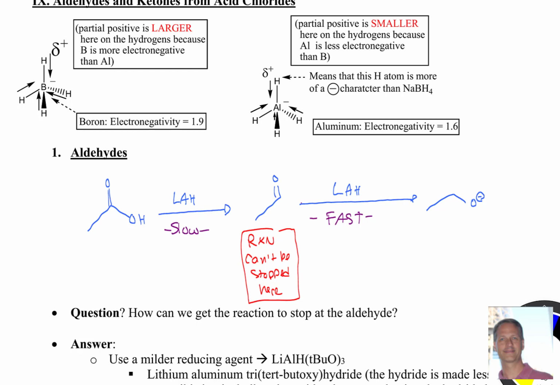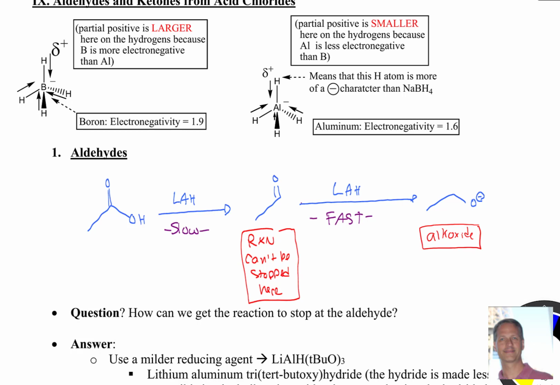So the reaction that we've seen before takes a carboxylic acid and adds LAH, and in a very slow reaction it makes an aldehyde, and the reaction cannot be stopped there. Instead it continues on, and the second step of this reaction is very fast, and we form an alkoxide. So what we end up getting over here is an alkoxide. So the question is, how can we stop this reaction?